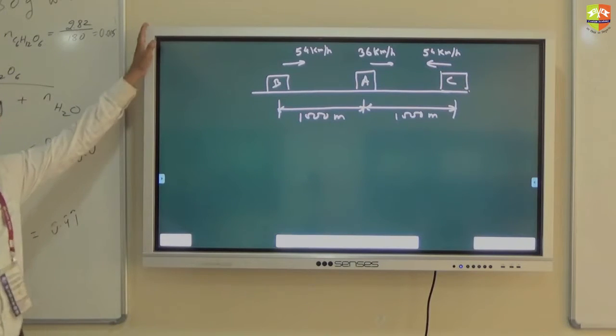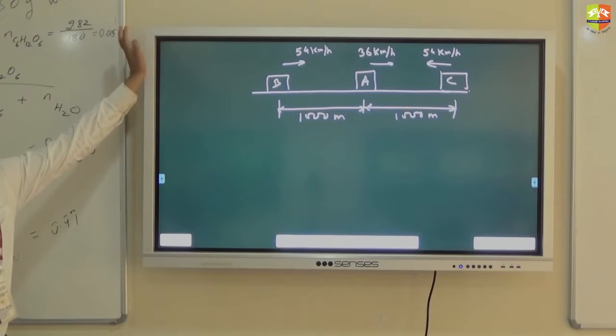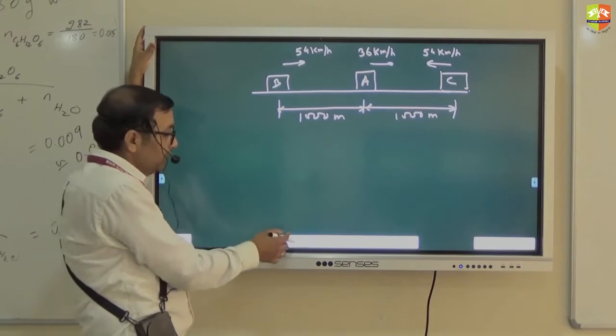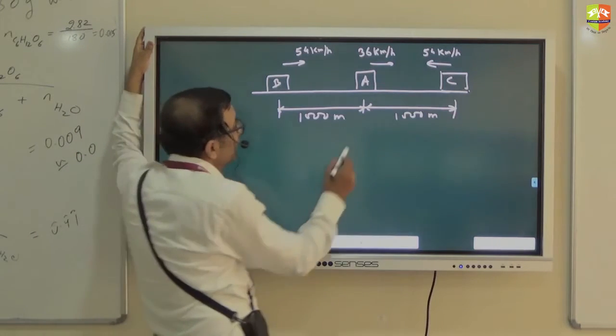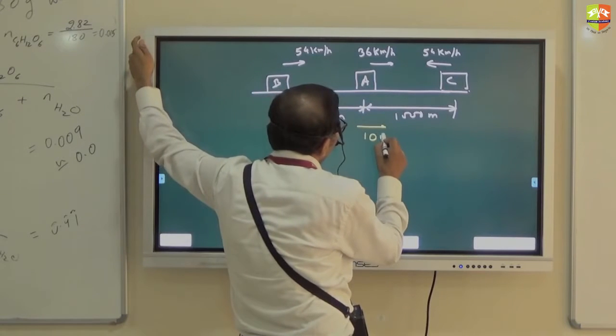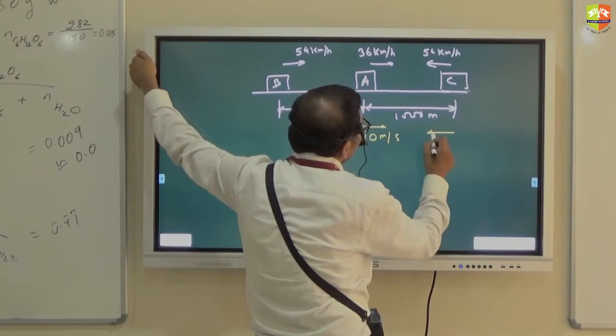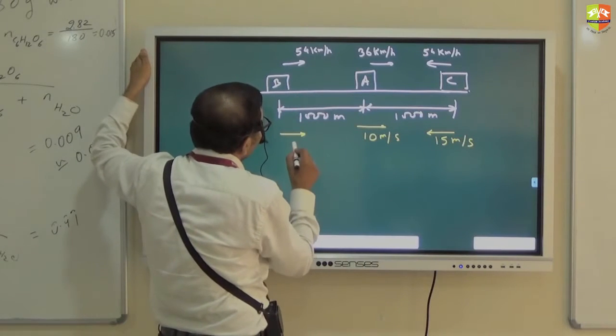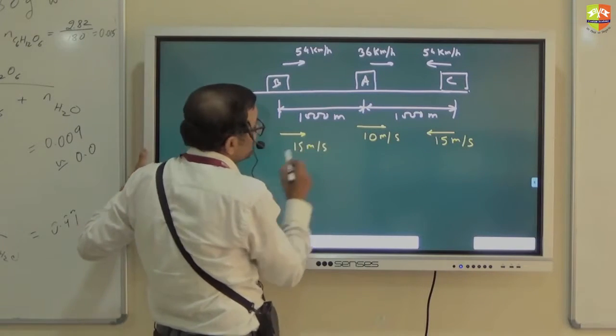So, the speed of A is what in terms of meter per second? Anyone? You need to convert to meter per second, right? How much is it? 10 meter per second. So, this is 10 meter per second. This is how much? 15 meter per second, and this one is 15 meter per second.